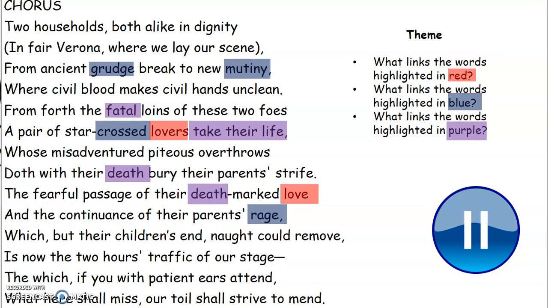Okay, hopefully you've realised that some of the key themes are love, like we mentioned with the sonnet. In blue, you've got all these words about rage or violence or civil war, problems between the two families. So if one of the themes you've written down is violence, that would be a fantastic theme to have down.